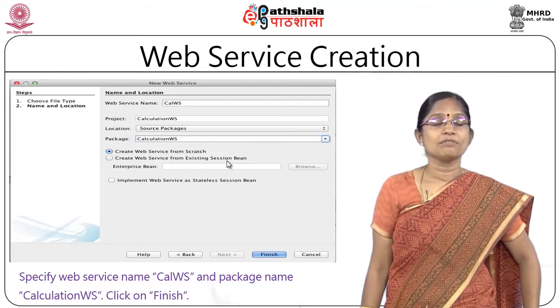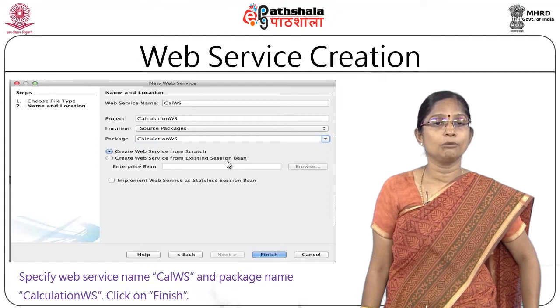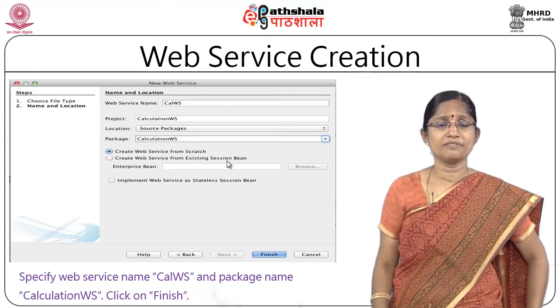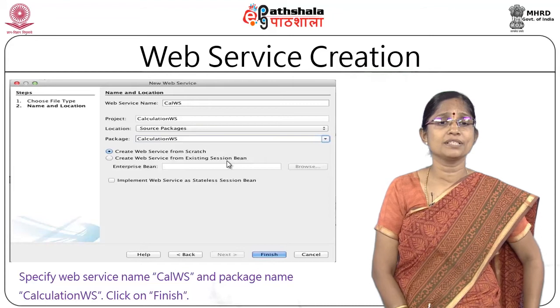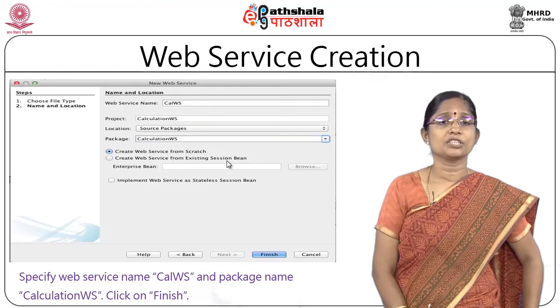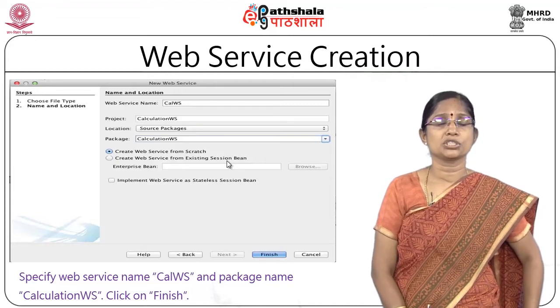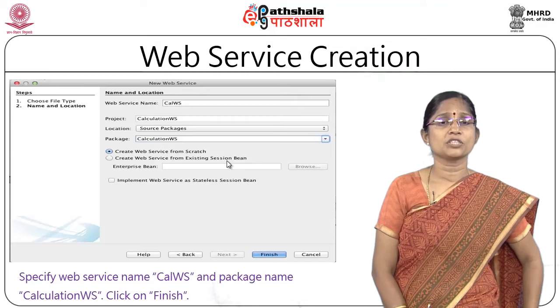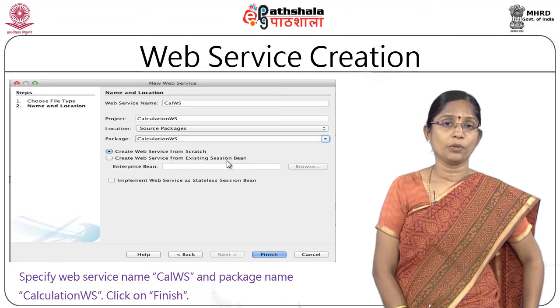The web service name has been given as CALWS. So specify the web service name as CALWS and the package name as calculation WS, and click on Finish. Now this web service creation has been finished. The next step is to add a method to it.